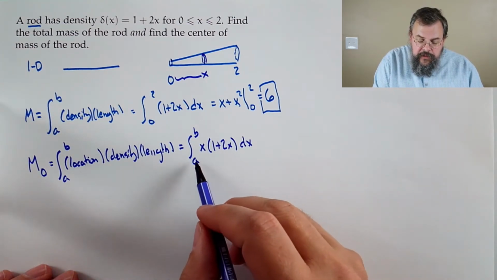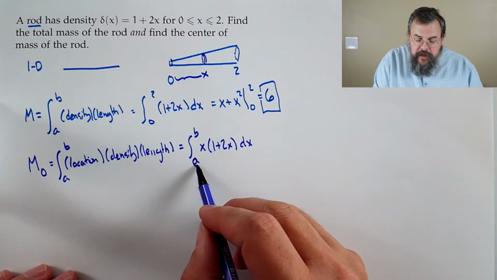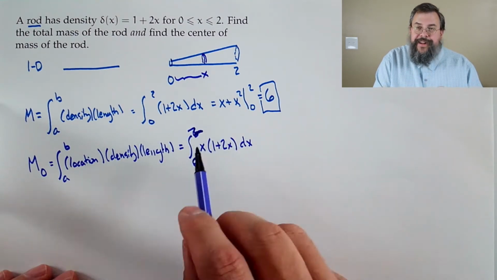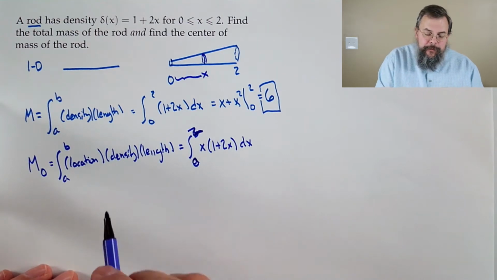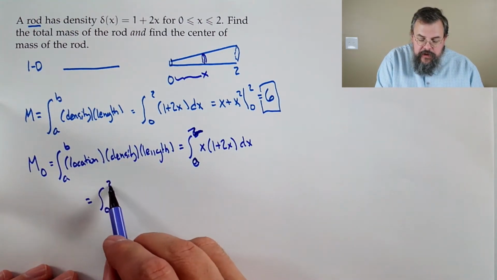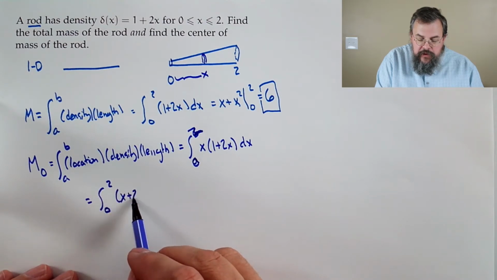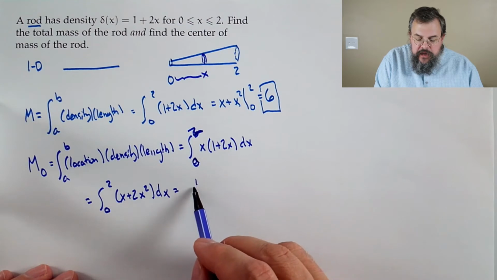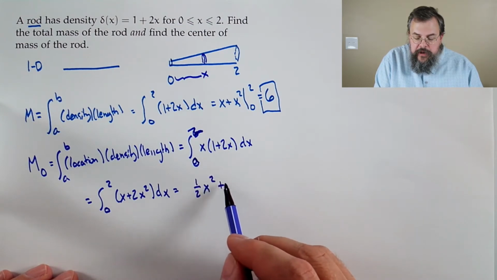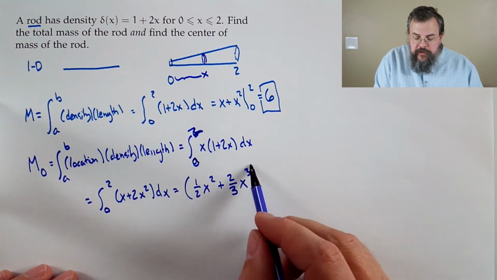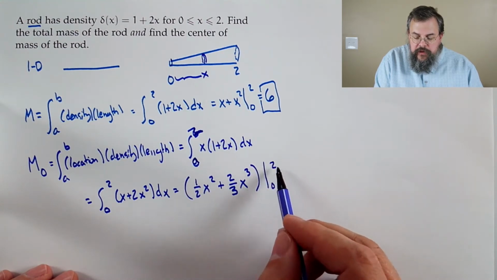And whoops, I should have updated. Our bounds aren't a and b. They're 0 and 2. We'll pretend like that's a 2. So that's the integral from 0 to 2 of x plus 2x squared. We can integrate that. That's a half x squared plus 2/3 x cubed, evaluated from 0 to 2.